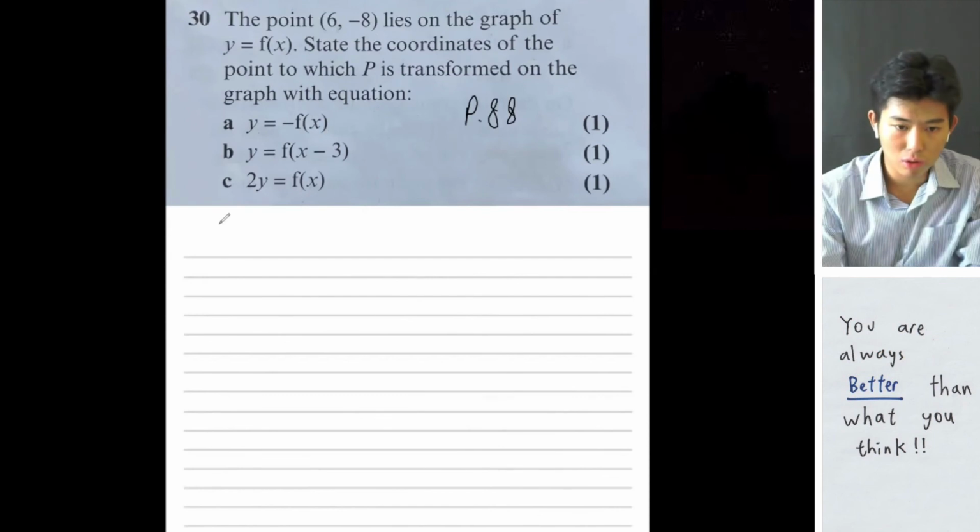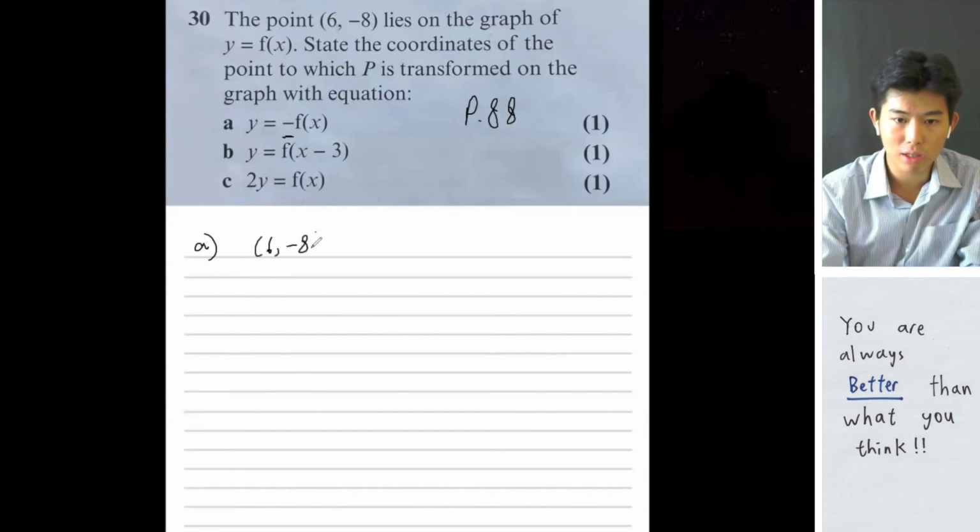ABC. Okay, so for part A, it is negative. So what I have to do is multiply all the y coordinates by negative 1. For the point here, 6 and negative 8, right? This one is x and this one is y. So if I multiply this one by negative 1, it would be 6 and 8.